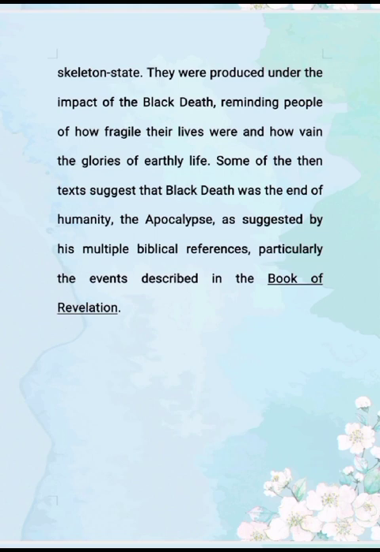Some of the texts of the time suggest that the Black Death was the end of humanity, the apocalypse, as suggested by multiple biblical references, particularly the events described in the Book of Revelation.